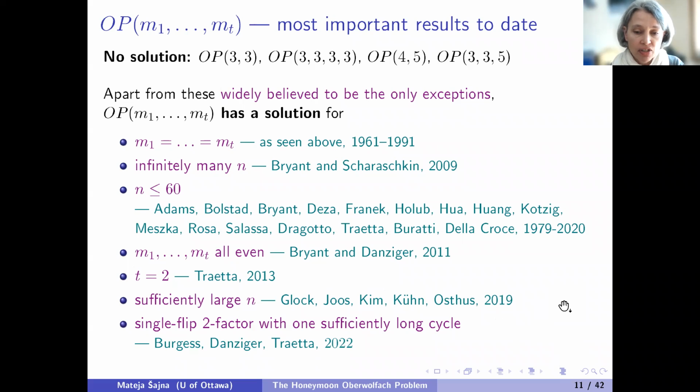And finally, we have a very recent solution that Peter was talking about for single flip two factors with one sufficiently long cycle. So that's a result by Burgess, Danziger, and Traetta, just published this year. And even though I'm saying sufficiently long cycle, this is not truly asymptotic in that they actually give a lower bound. So we know precisely how long this cycle has to be.